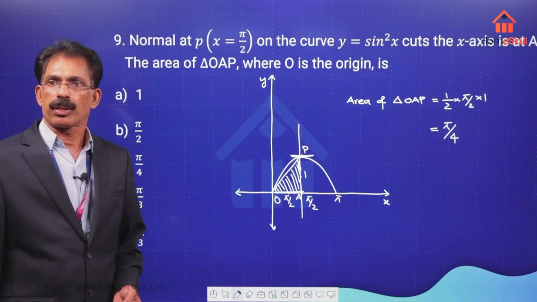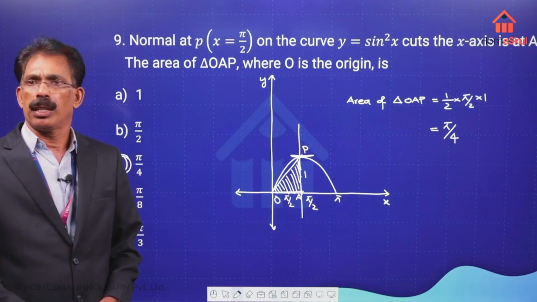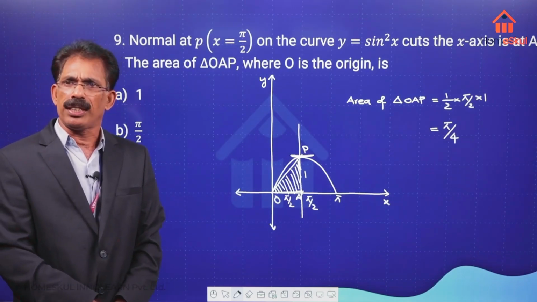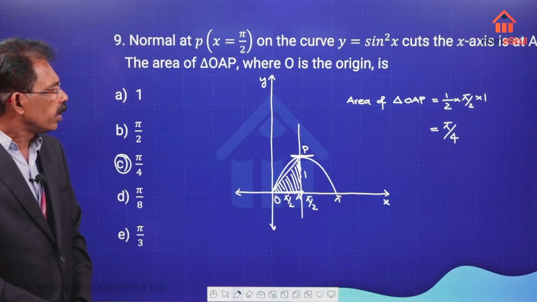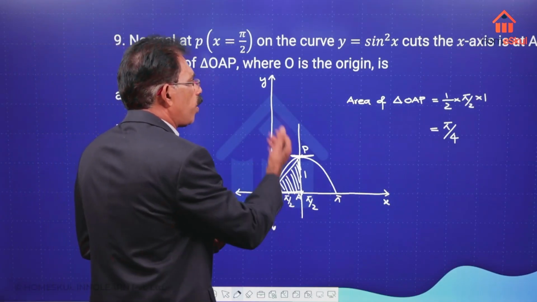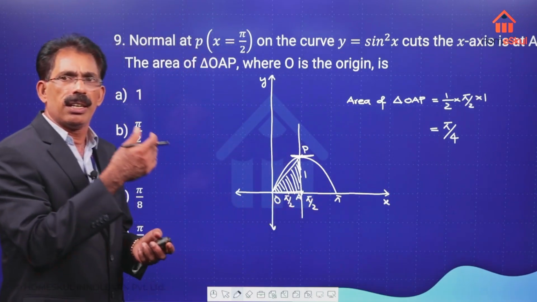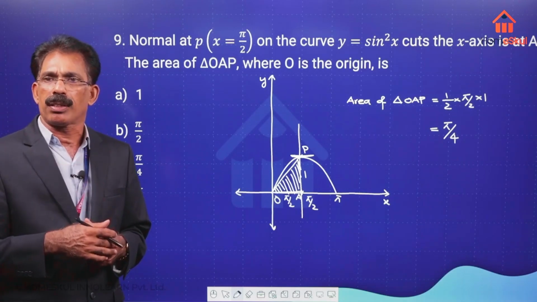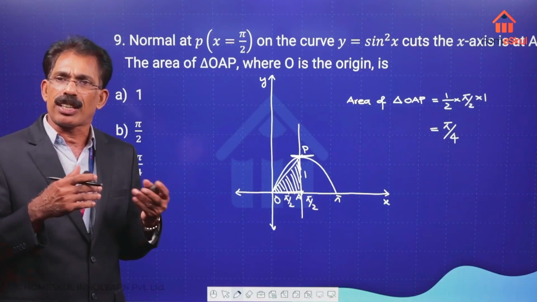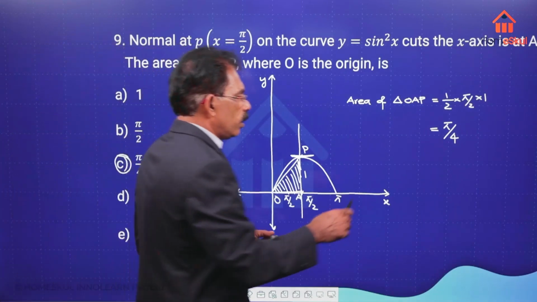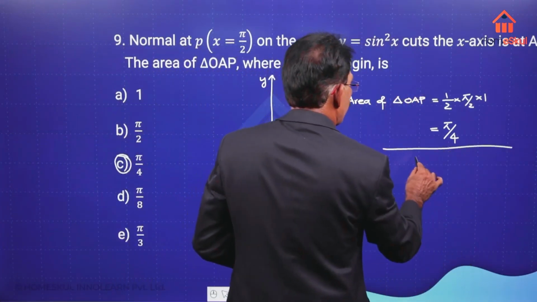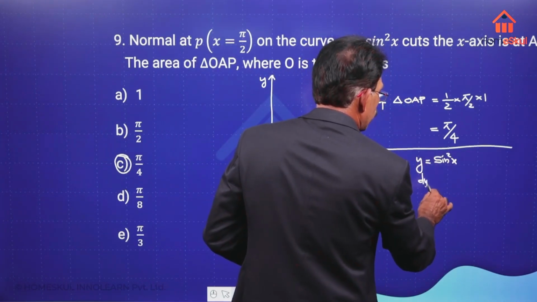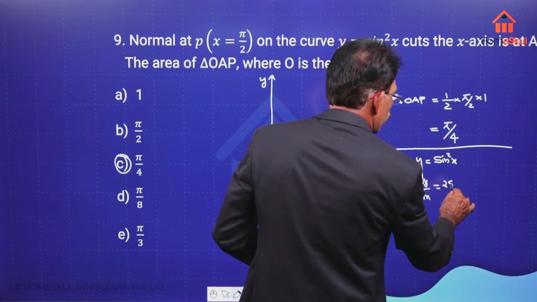Okay, Girish. Sir, we can take the derivative and solve. Yes, definitely, Girish. You can take the derivative and find the slope of the tangent, then the slope of the normal, and write the equation of the normal. Definitely we get x is equal to pi by 2. Do you want to know? This is y is equal to sin square x. dy by dx is what? dy by dx is equal to 2 sin x cos x.